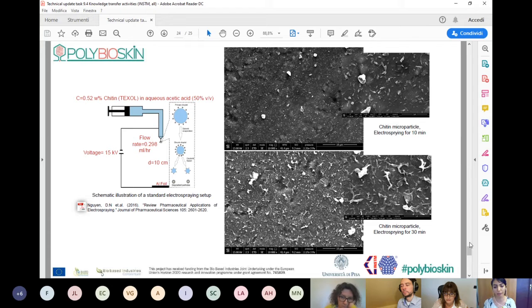So it was a brief explanation about this technology that is very interesting these days for different applications, not just biomedical. It can cover a lot of products with specific properties.